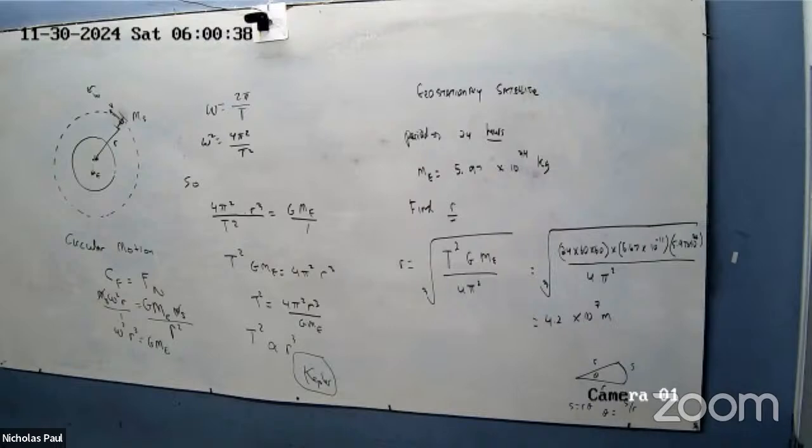So that's how far away the satellite has to go to maintain this geostationary orbit. Did anybody get that one?